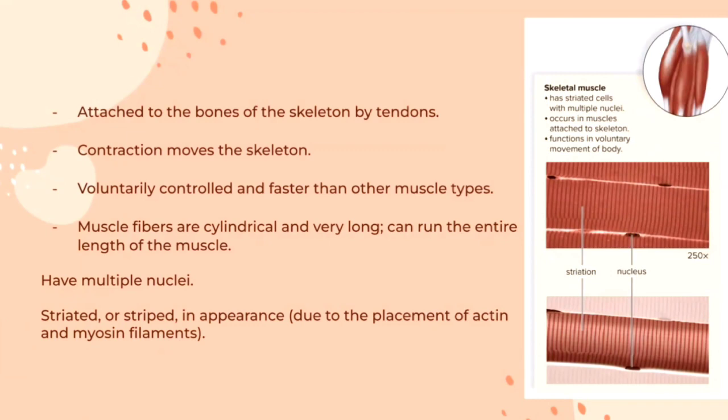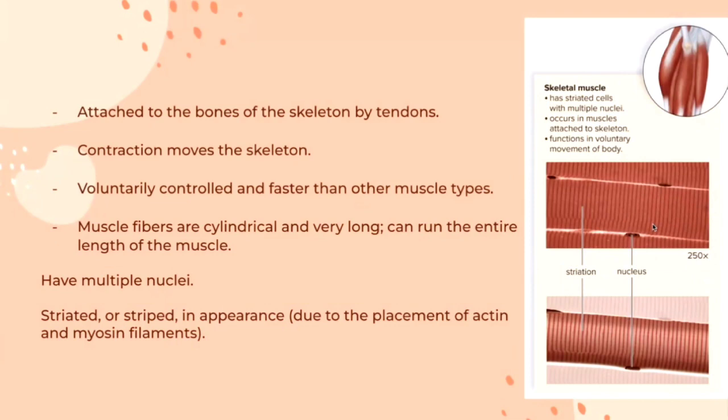The muscle fibers are cylindrical and very long. Of course, we can see that in the picture that I attached right here. They are very long and can run the entire length of the muscle. They are very, very long and cylindrical. That's how they are described, of course, as we can see in the picture. And they have multiple nuclei, which we can see right here in the photo. They are labeled: there are multiple nuclei, and these are the striations, on the long cylindrical and very long muscle fibers.